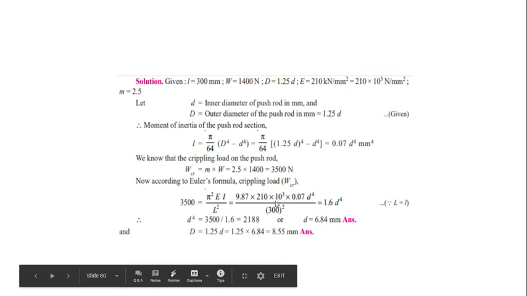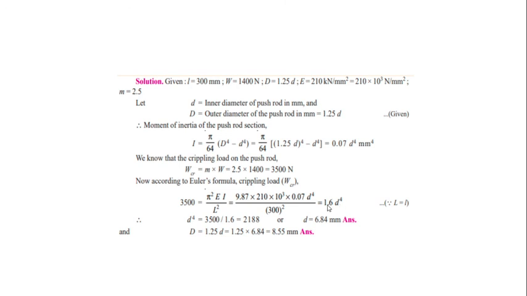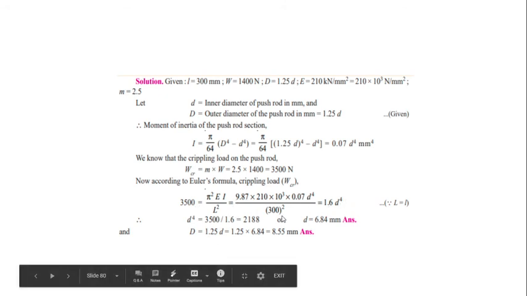Finally you get 3500 equal to, in terms of d power 4, something like 1.6. Then if I want d power 4, it is 3500 divided by 1.6, and you get one value. The power 4 goes to the right side and becomes power 1 by 4. Then finally, if you simplify, the final answer for small d is around 6.84 mm.